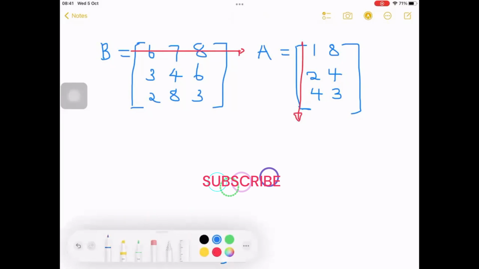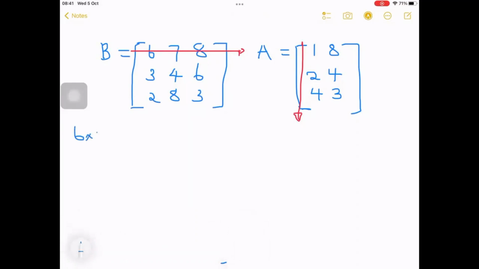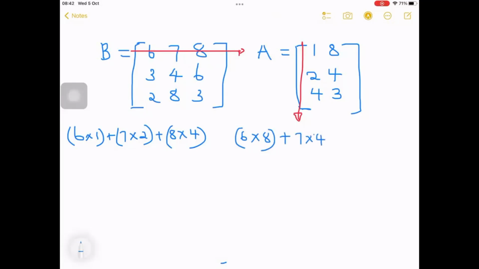We have 6 multiplied by 1 plus 7 multiplied by 2 plus 8 multiplied by 4. Then the other entry will be 6 multiplied by 8 plus 7 multiplied by 4 plus 8 multiplied by 3. Then we move to the second row, and again we start with the first column and again the second column.